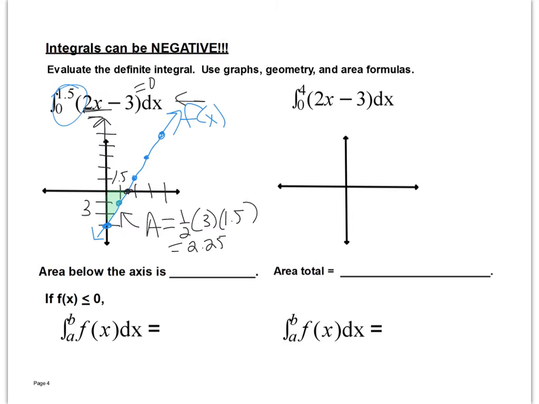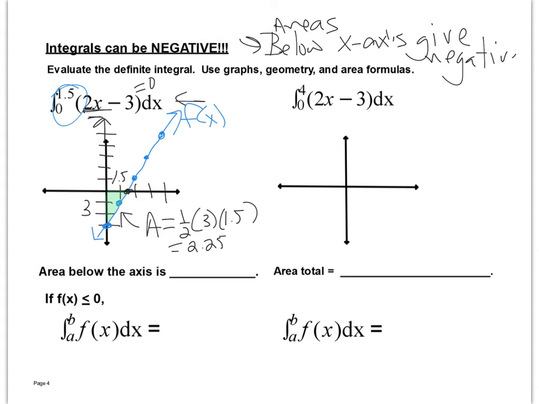It, however, is not the integral. Integrals can be negative. If they are below the x-axis, areas below the x-axis give negative integrals. So to find the answer to the integral, you use the area, but it's negative as the answer to the actual integral. So my answer for this integral is negative 2.25. Yes, the area is in fact 2.25, but the antiderivative is negative 2.25 because it's area underneath the x-axis.